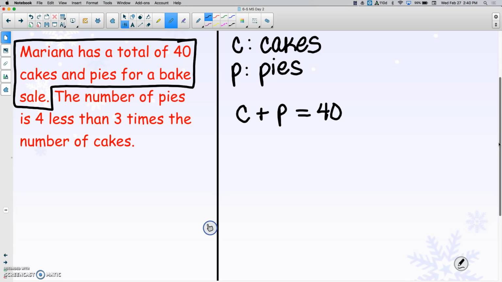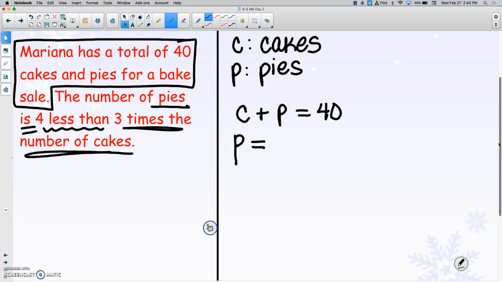The number of pies is, so the number of pies is, remember that the word is represents an equal sign in math. So P is 4 less than 3 times the number of cakes. So 3 times the number of cakes, it's 4 less than that. So I subtract 4 from that. So look at my order. 4 less than means I subtract 4 from something. So it's 4 less than 3 times the number of cakes. So I'm subtracting 3c minus 4.